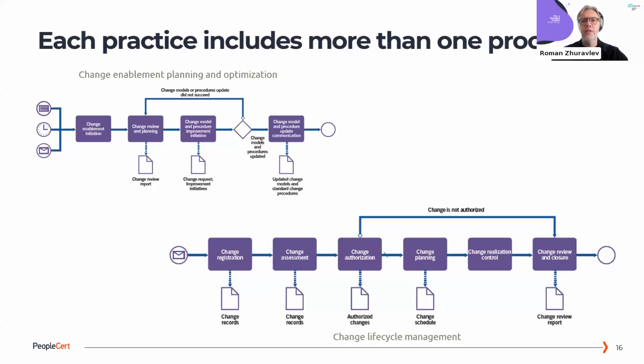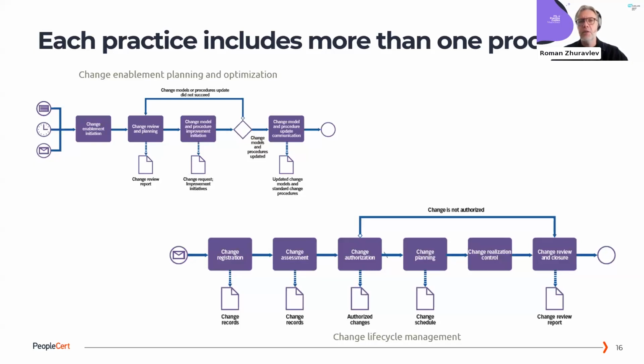The first one is something that is implied, but has never been described as an actual process, and it's not a part of the second one. So enablement and planning and optimization of how we manage changes. So initiation of the practice, change review and planning, change model and procedure improvement initiation, change model and procedure update communication. These activities enable the second process, but they are not part of the second process.